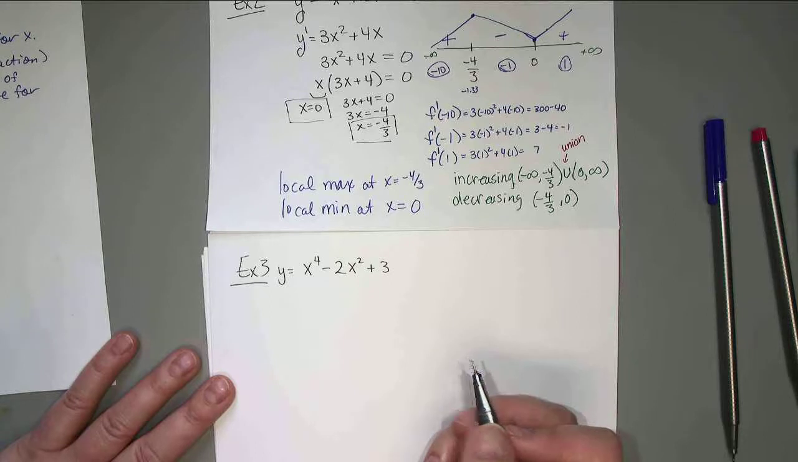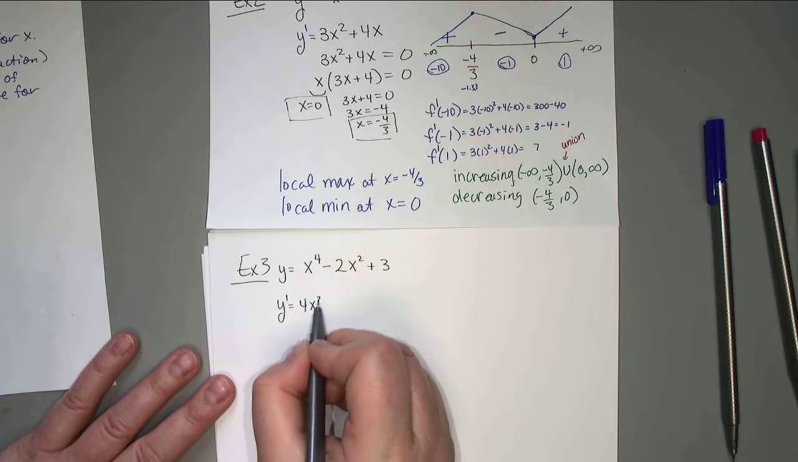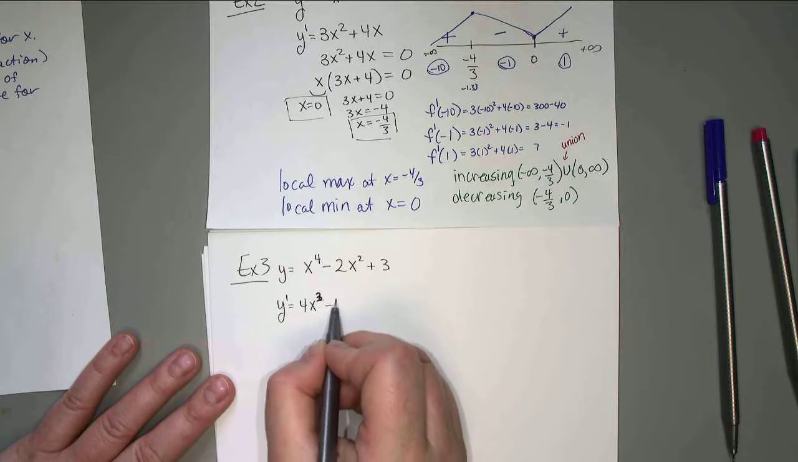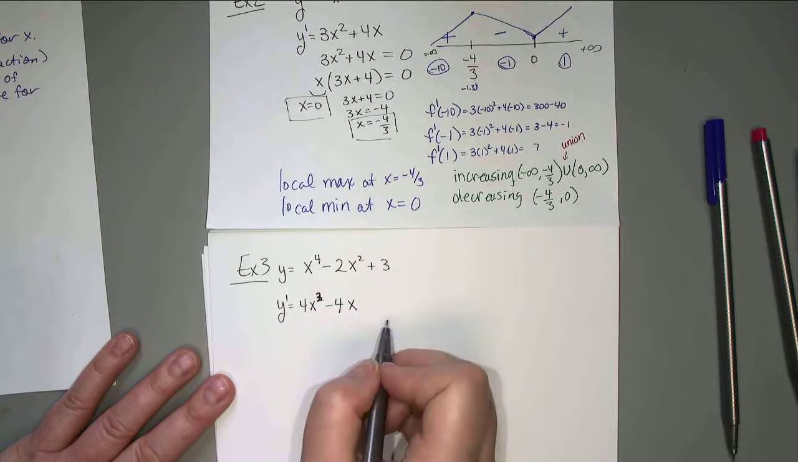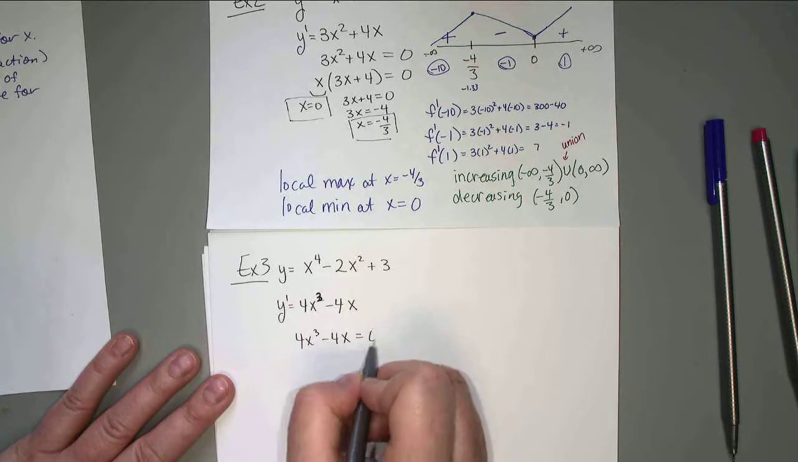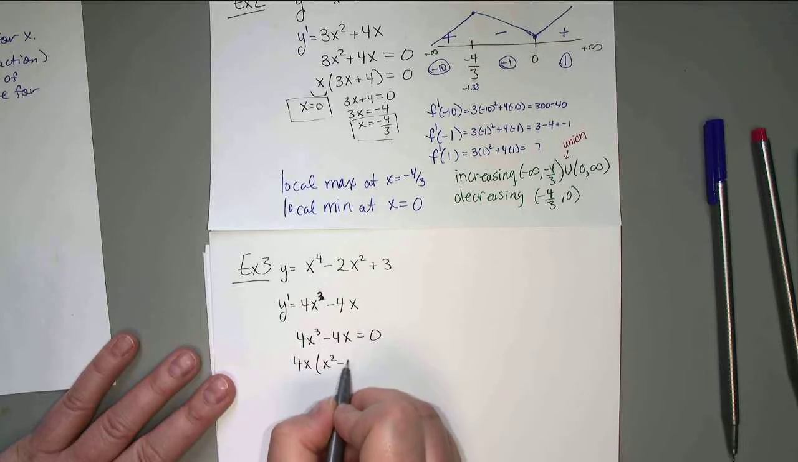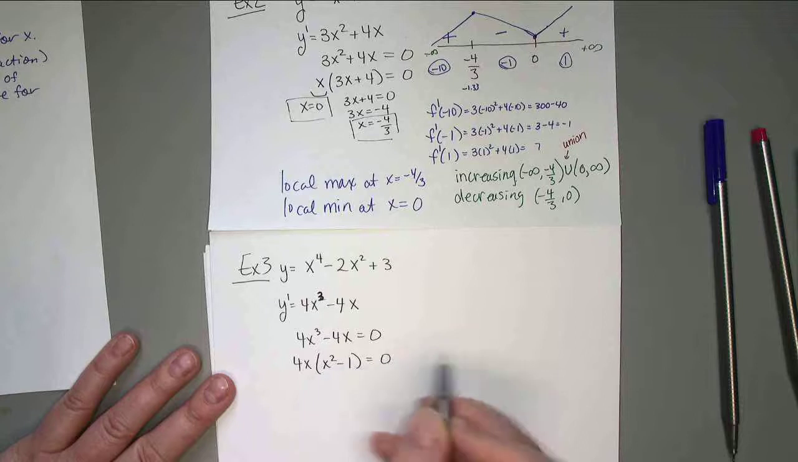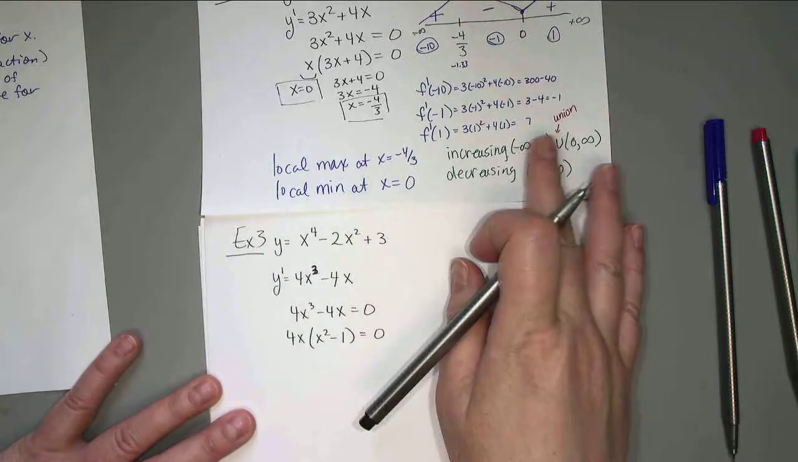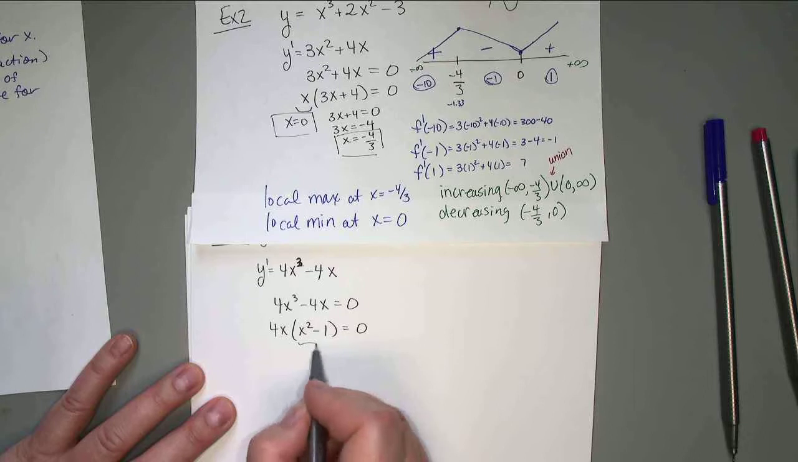Okay, so if we did this next one, x cubed, and plus 0. So 4x cubed minus 4x equals 0. The common factor we could factor out here is a 4 and an x. We're left with x squared minus 1. This is a difference of squares, so this can be factored further.